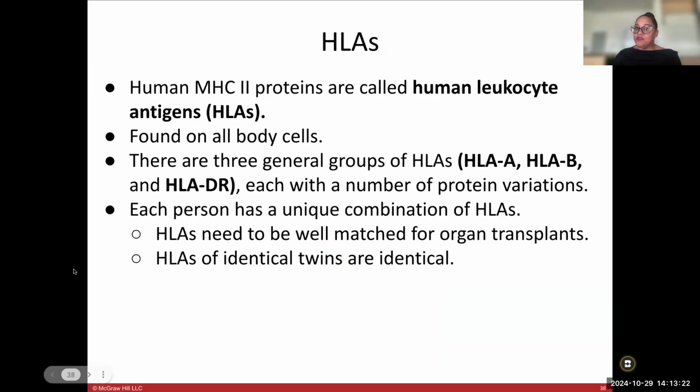Human MHC2 proteins are called human leukocyte antigens, or HLAs. They are found on all body cells. There's 3 general groups, HLA-A, B, and DR. Each person has a unique combination of HLAs. HLAs need to be well matched for organ transplants. That is what doctors look at, the pieces that need to match. HLAs of identical twins are identical, which is why if you ever need an organ, an identical twin or a close sibling is your best match.